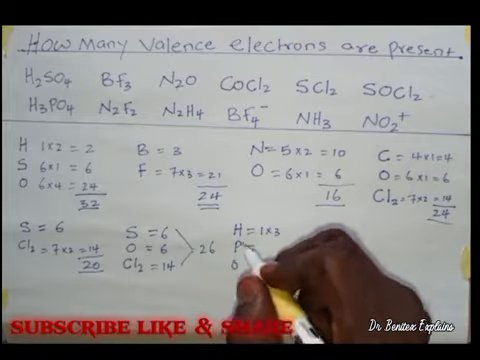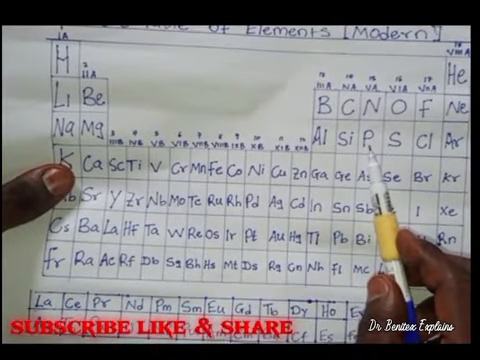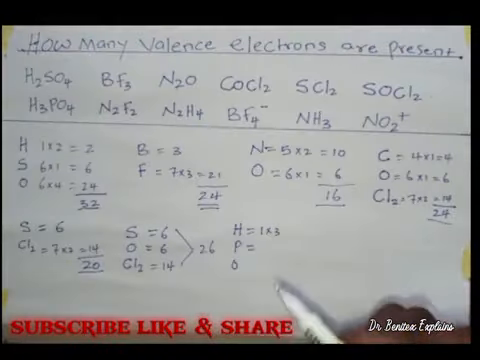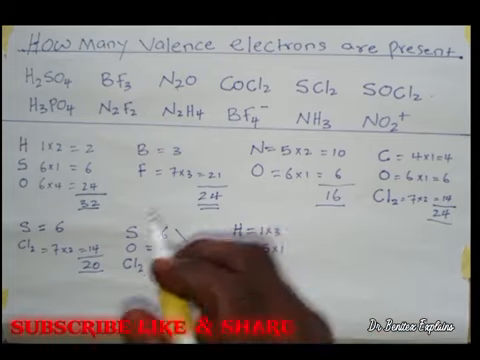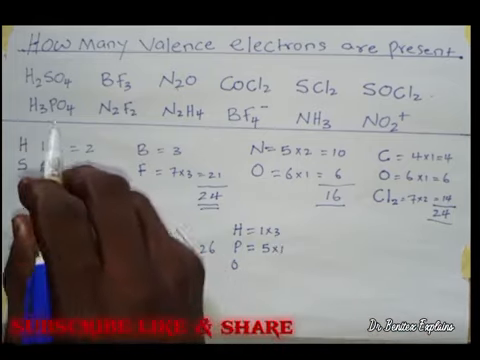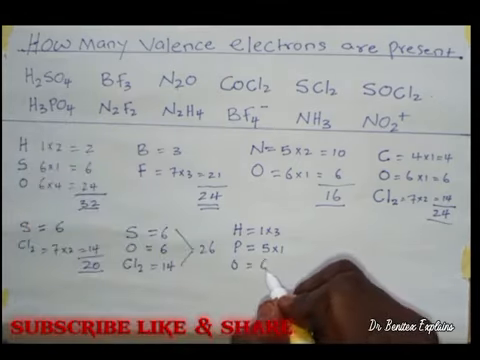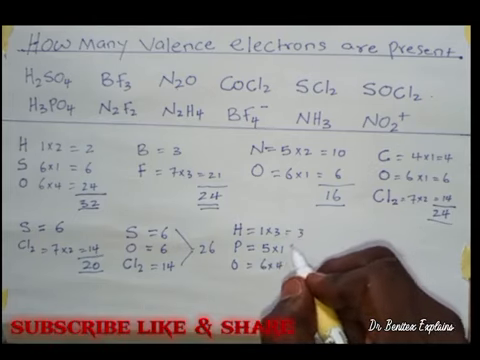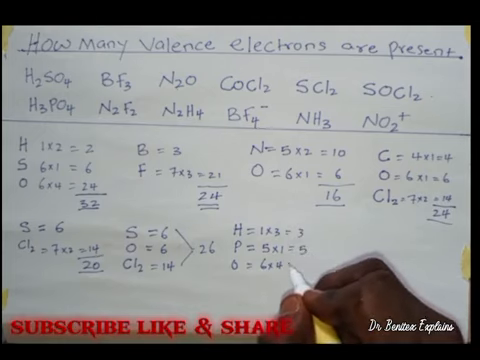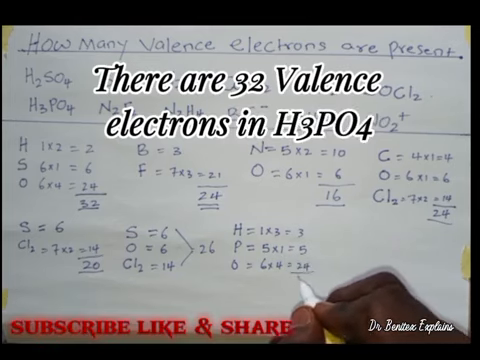What about phosphorus? P. We have just one of it here. All right, so phosphorus is found in group number 5. So it has 5 valence electrons. So therefore, I will say 5, because you have just one of it. 5 times 1. All right, so what about oxygen? Oxygen is found in group number 6, and we have 4 of it here. So that's going to give us 6 times 4, which is equal to 24. Let's add up everything. 3 plus 5 plus 24. So 8 plus 24 gives us 32.